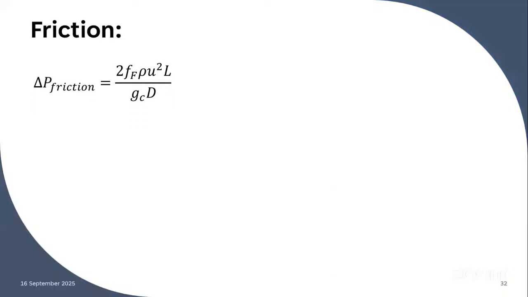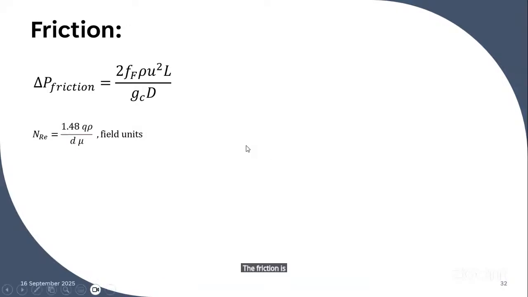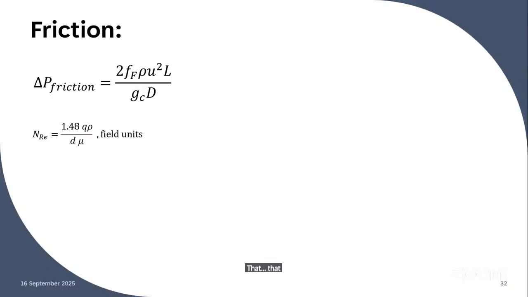Friction, the enemy of fluid flow in the well and in your surface facilities. You always care about friction. The friction is calculated from this term, which is related to the viscosity, the velocity, the length of the section that the fluid flows through, and finally the diameter of the tube you have.